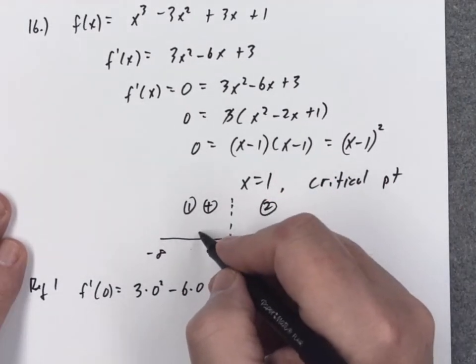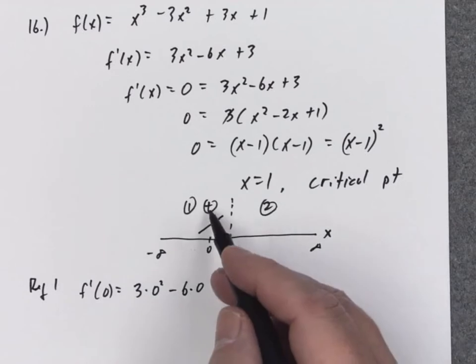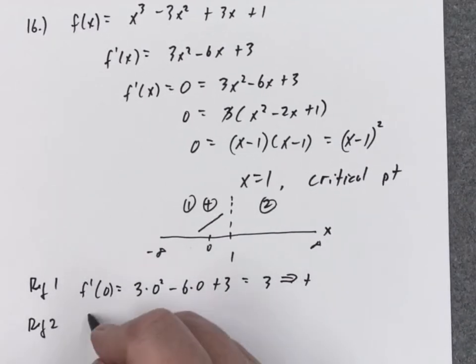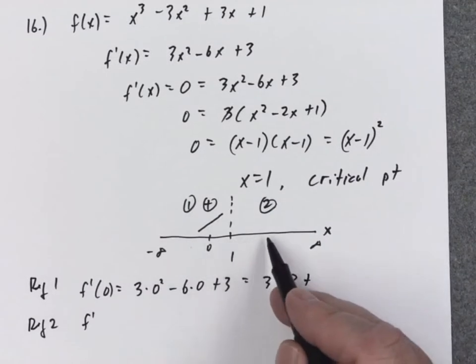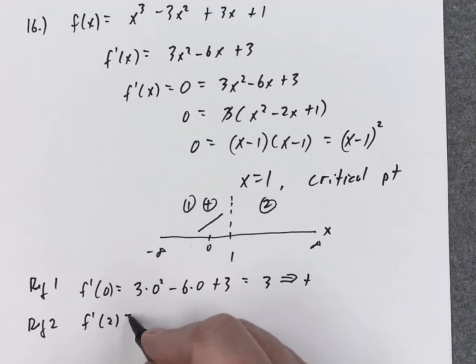First derivative positive means the function's increasing. And that whole first derivative, it's increasing, it's going up. Positive first derivative. Region 2, something greater than 1, I'll choose to set x equal to 2.